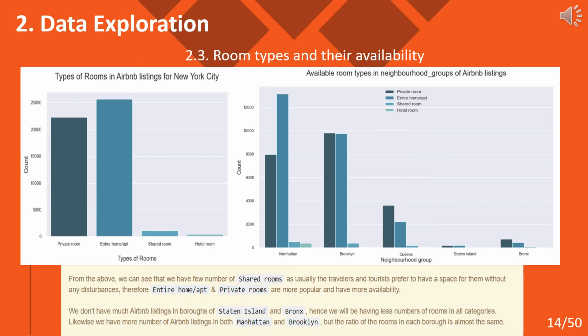We don't have many Airbnb listings in the boroughs of Staten Island and Bronx, hence we will have fewer rooms in all categories. Likewise, we have more Airbnb listings in both Manhattan and Brooklyn, but the ratio of the rooms in each borough is almost the same.